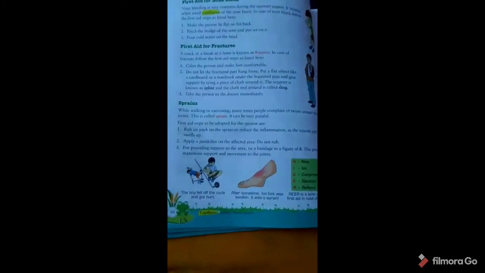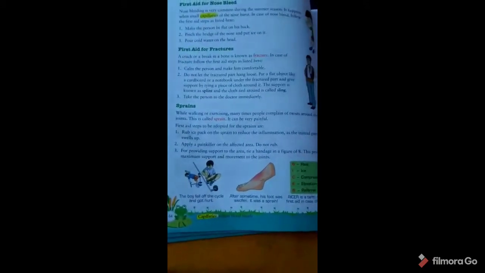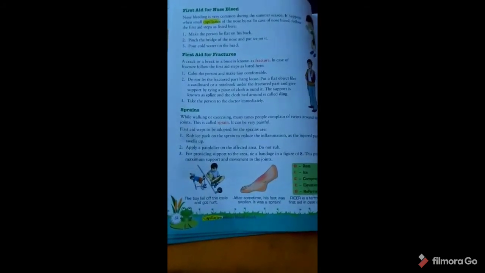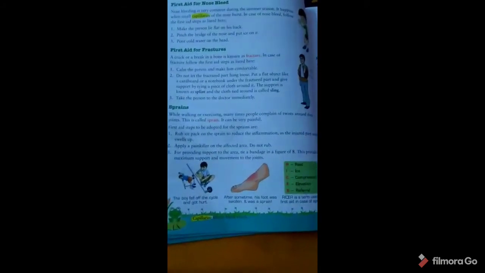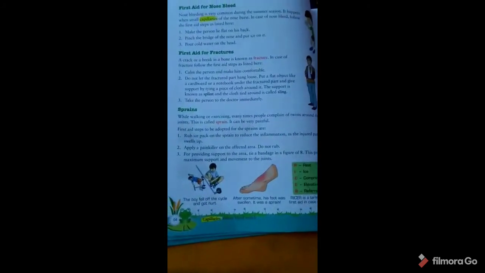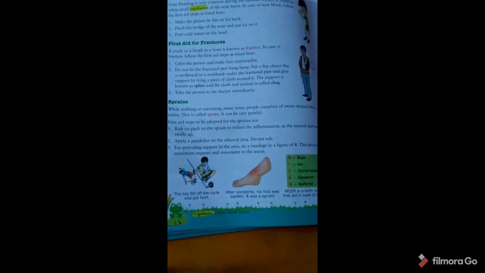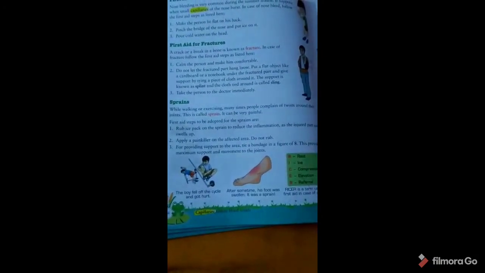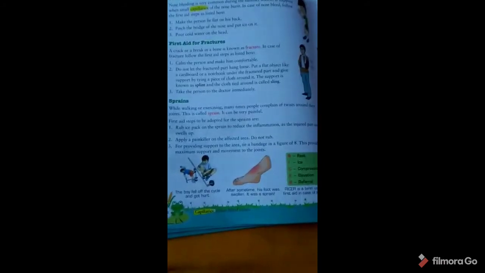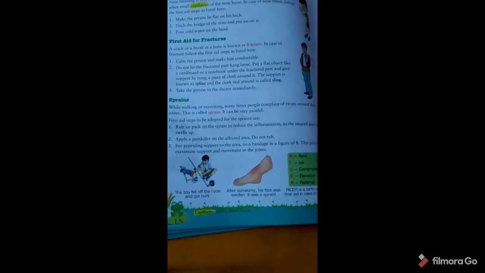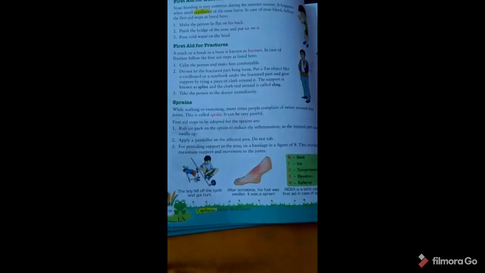And E for elevation, that we must keep the injured area elevated. This limits blood flow and minimizes swelling. So we should keep our legs just above our hips by putting the leg on a chair, pillow or stool. And we can use a sling for an arm injury too. Referral means referring to a doctor.